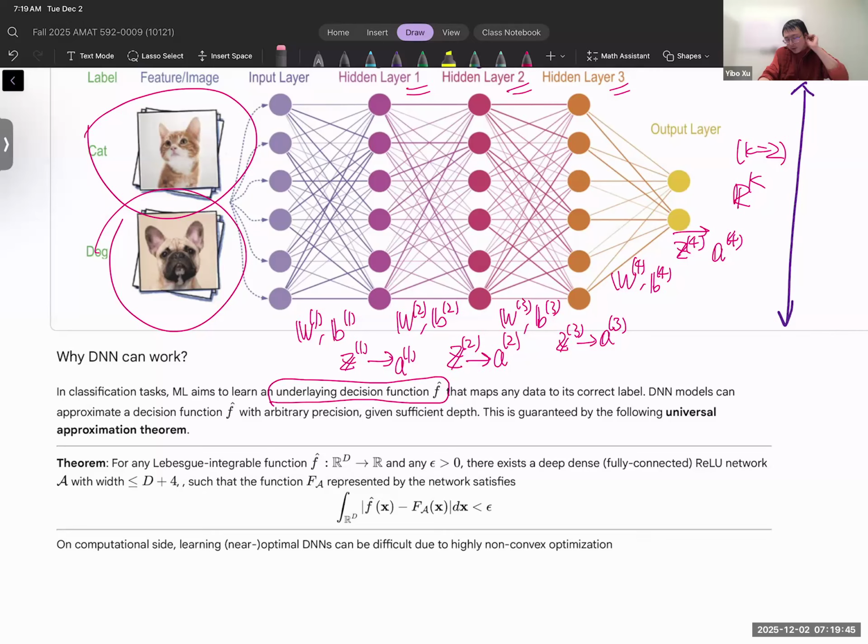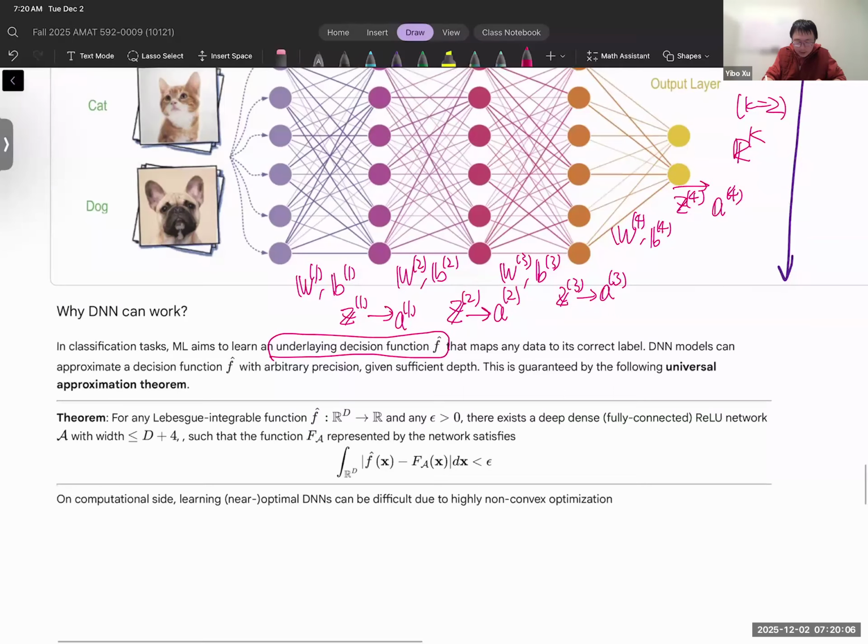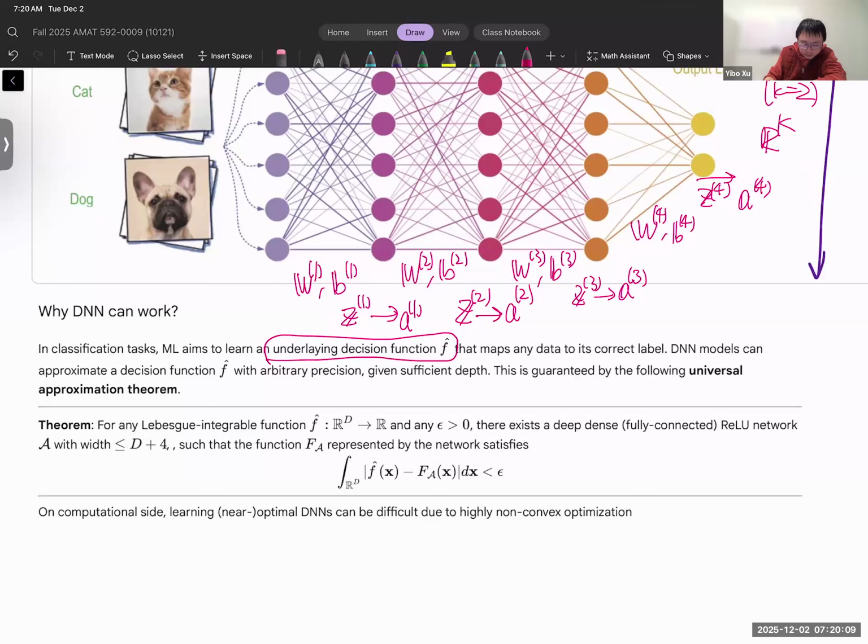Give me a figure of a certain dimension, d-dimensional, and I'm going to classify the correct label. So that's essentially a function. But now you want to approximate such a function. A deep neural network can approximate any such f hat up to any given precision, with arbitrary precision, as long as your depth is sufficiently large. This is called the universal approximation theorem.